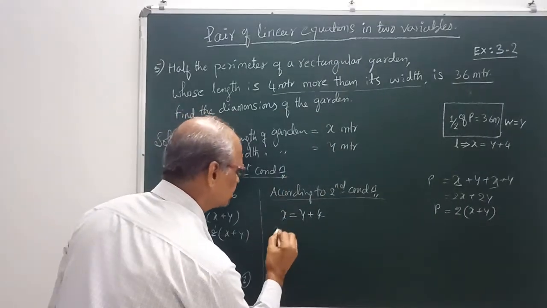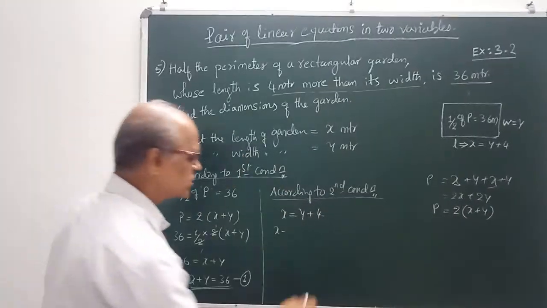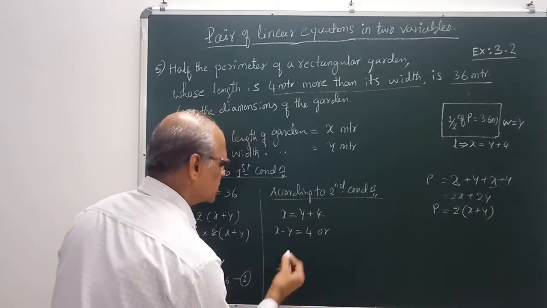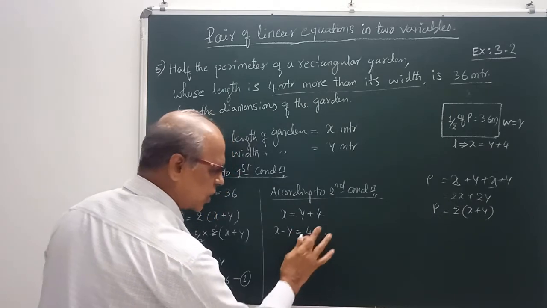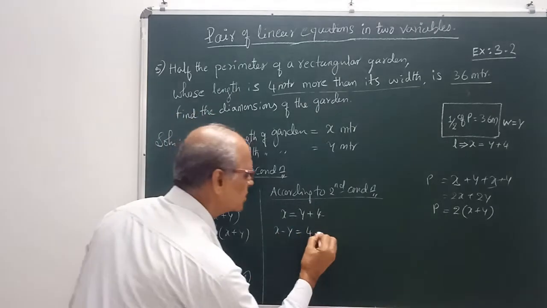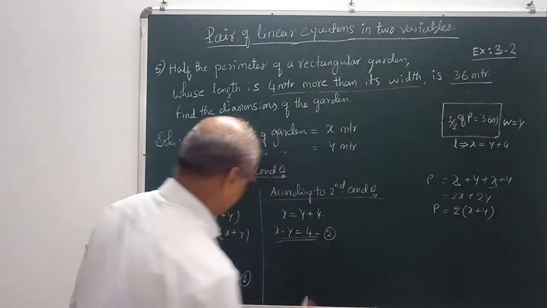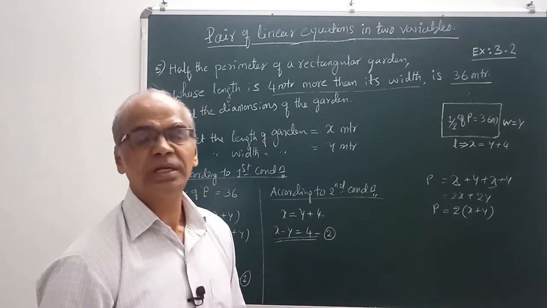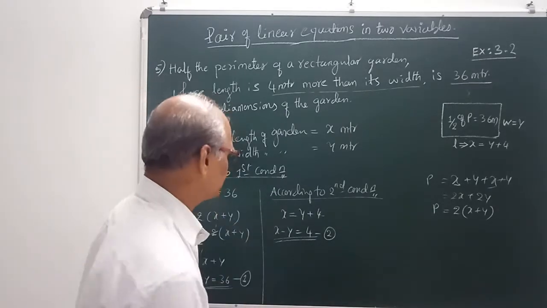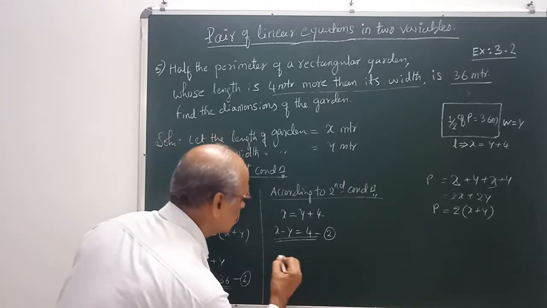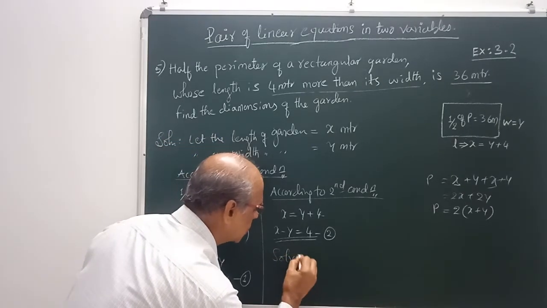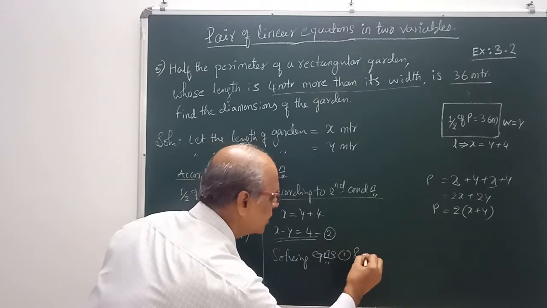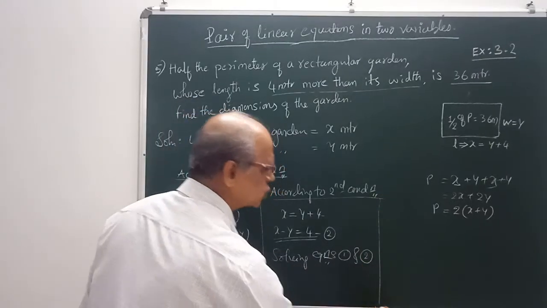Okay, simplify this. x, send this y to the left hand side. x minus y is equal to 4. It is exactly the same. This is our equation 2. Equation number 1, equation number 2. Now what we have to do? We have to solve this linear pair of equations by the elimination method. That you have to solve according to it. Solving equations 1 and 2. How to solve this? I'll rub this.